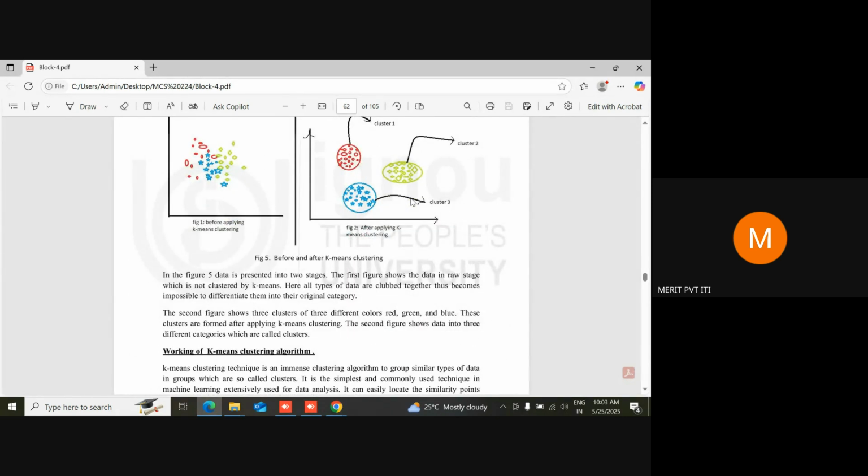The first figure shows the data in raw stage, which is not clustered by K-means. Here all types of data are clubbed together, thus it becomes impossible to differentiate them into their original groups. The second figure shows 3 clusters of different data sets, and these clusters are formed after applying K-means clustering. So that's what is done.